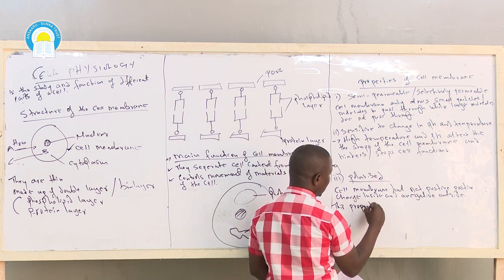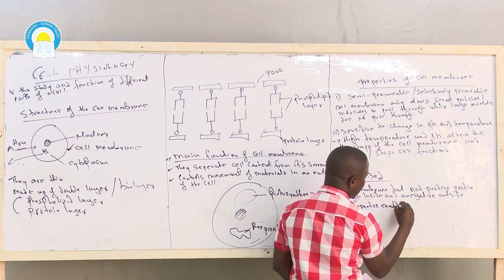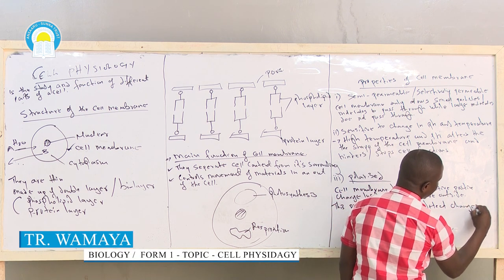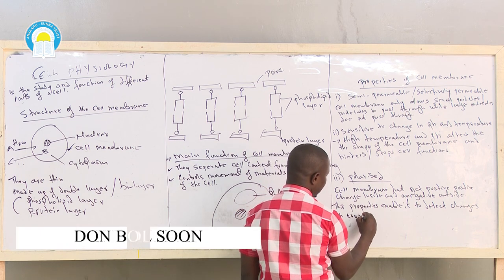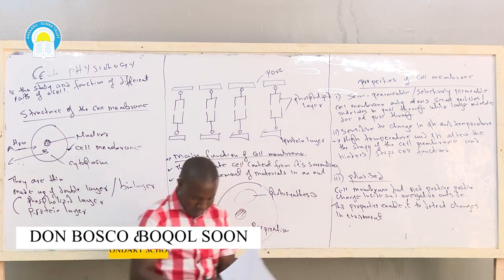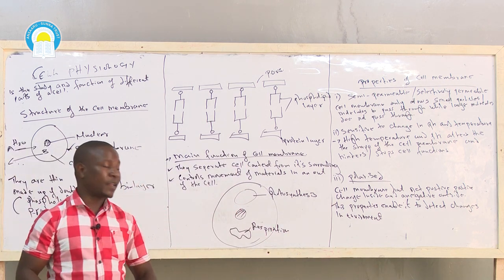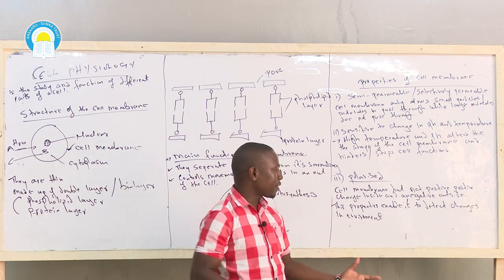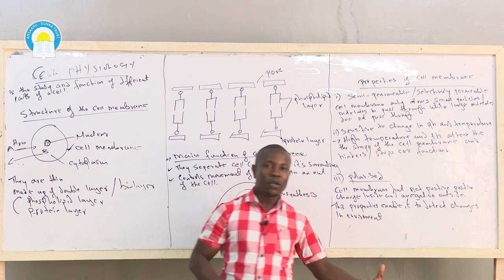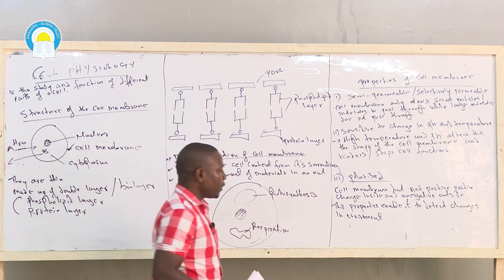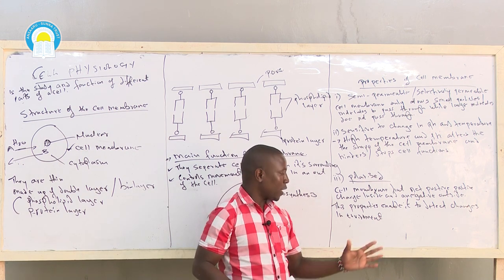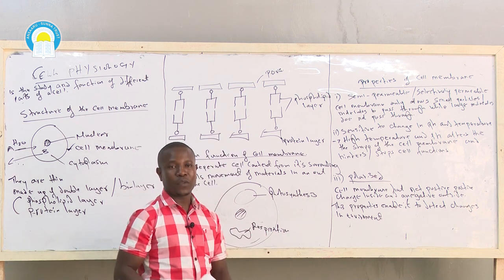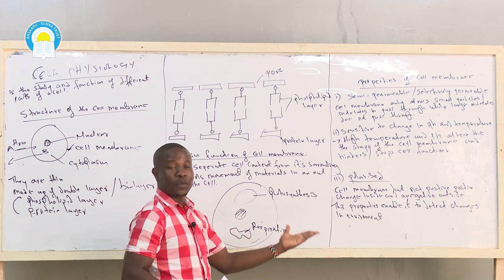This property enables it to detect changes in environment. It means the cell membrane is able to know if the surrounding environment, the solution, is hypertonic, hypotonic, or isotonic. Hypotonic is when the solution is less concentrated, for example distilled water. A hypertonic solution is highly concentrated, meaning solute has been added to the solution.